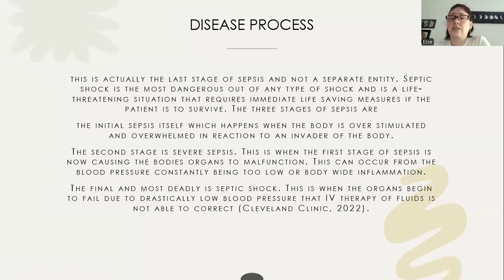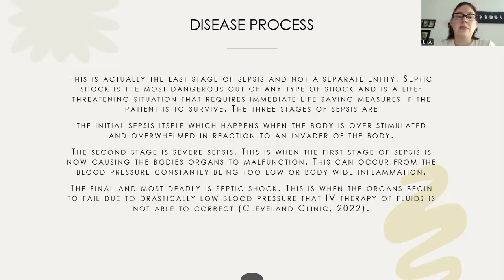There are three stages of sepsis. They are the initial sepsis itself, which happens when the body is overstimulated and overwhelmed in reaction to an invader of the body, such as an infection. The second stage is severe sepsis. This is when the first stage of sepsis is now causing the body's organs to malfunction. This can occur from the blood pressure constantly being too low or body-wide inflammation.